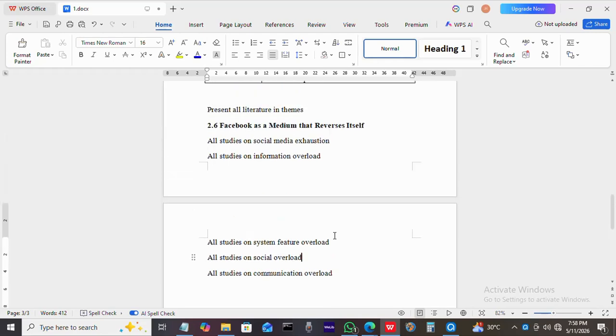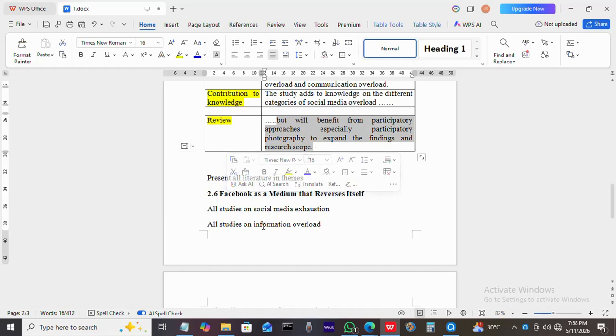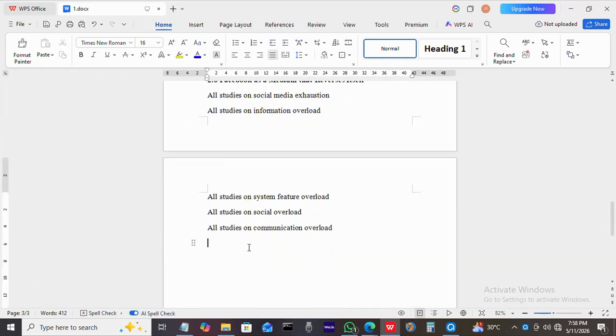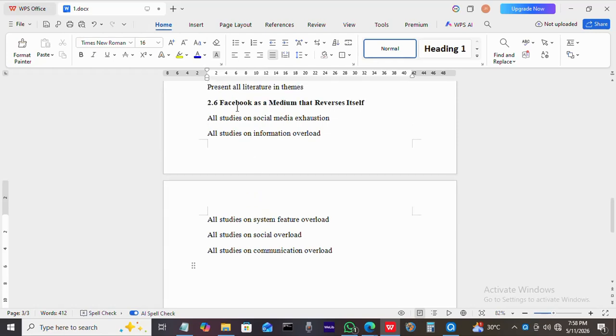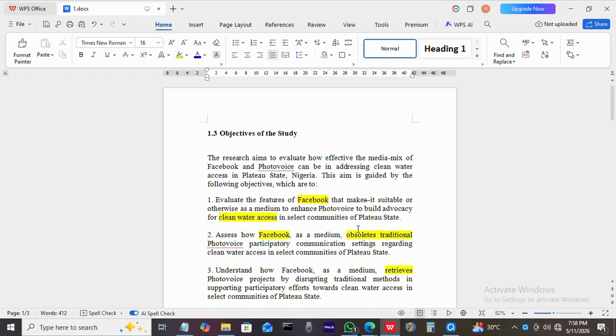So by the time you have like 3, 3, 3, 3, 3, then of course the last paragraph is a synthesis. All these studies, what have you found out? The synthesis of the gaps, these gaps of the review we are talking about. By the time you finish all this, you have a synthesis that will inspire. You write it in a way that, with all the limitations of all these studies, this inspires my objective to find Facebook as a medium that reverses itself. So that is it on how to write a literature review section.